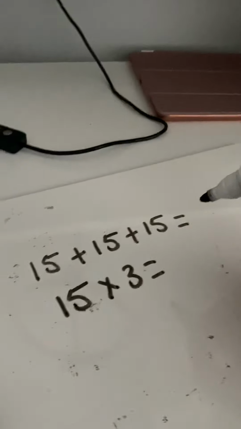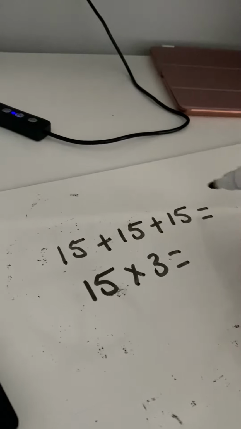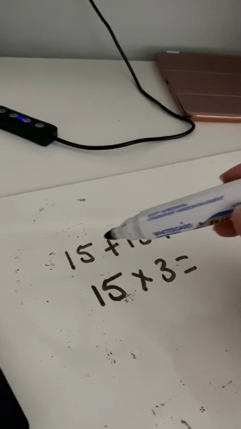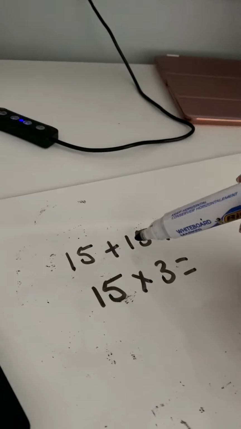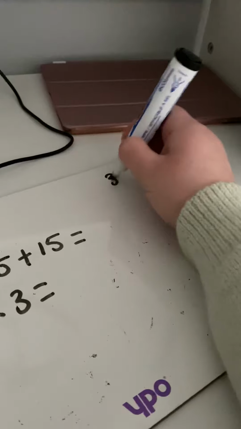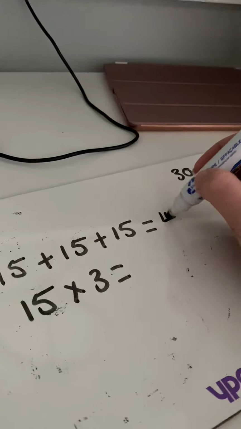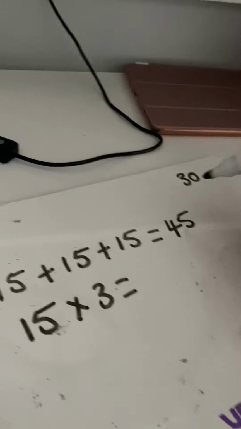Now I'm going to look for the answer here. So what I could do is I could first of all add up all of my 10s if I was using my repeated addition. So I could do 10, 20, 30. I might just jot that down up in the corner here so I remember that. And I could do 5, add 5, add 5, which is 15, add to my 30 to make 45.